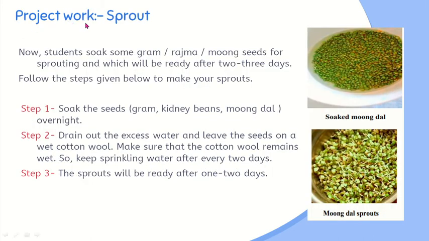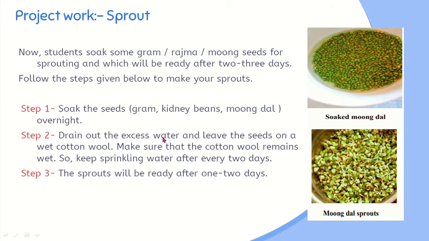Next is project work. This is your project work, children. You should do it at your home. Sprout making. Students, soak some gram, rajma, and mung seeds for sprouting. Follow these steps. Step 1. Soak the seeds overnight like this.